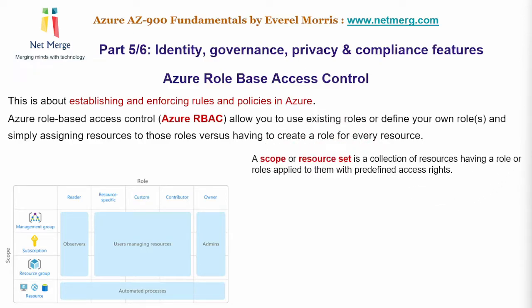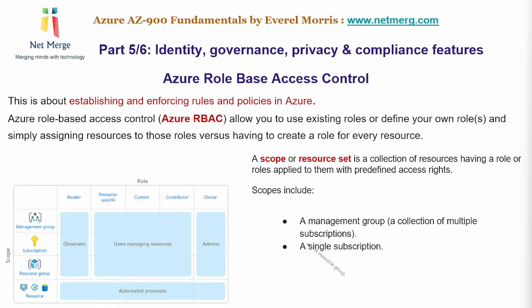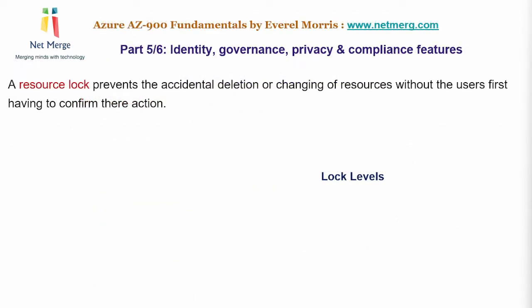So a scope or a resource set is a collection of resources having a role applied to them with predefined access rights. An owner would be able, in this case, to create, delete, and update resources. A reader would only be allowed to read or observe the resource. They won't be able to update, change, or delete the resource. Now let's look at a few scopes and then we move on. A management group is a collection of multiple subscriptions. We're familiar with that. A single subscription, a resource group, and the actual resource itself that you could manage using role-based access control.